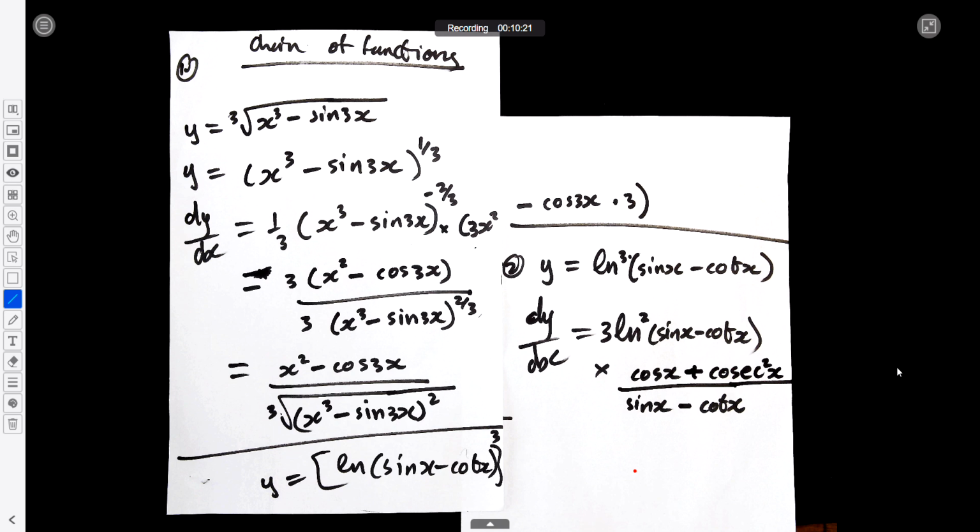So the derivative of ln x is 1 over the function, and in the numerator multiplied by the derivative of the function inside the log function. We are done. The rest, I don't think there's anything you can do there to simplify. You can leave it as it is: 3 ln squared (sine x minus cot x), then multiply by cos x plus cosec squared x over sine x minus cot x.